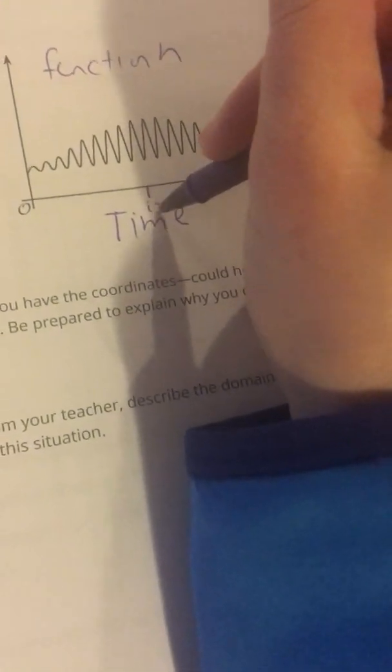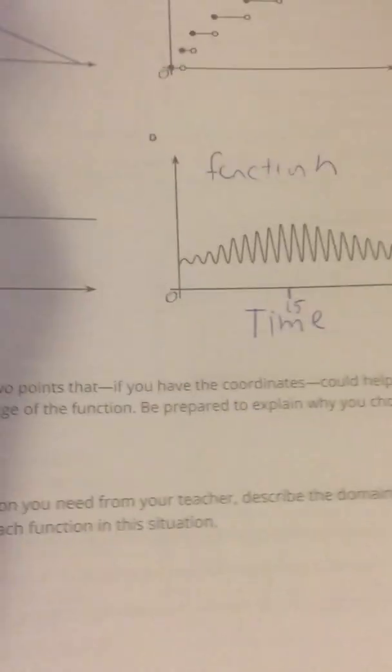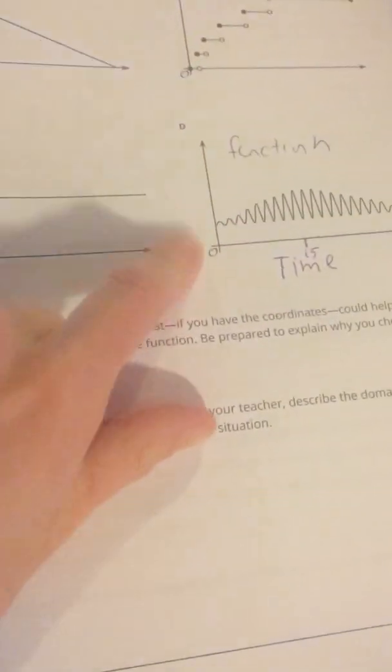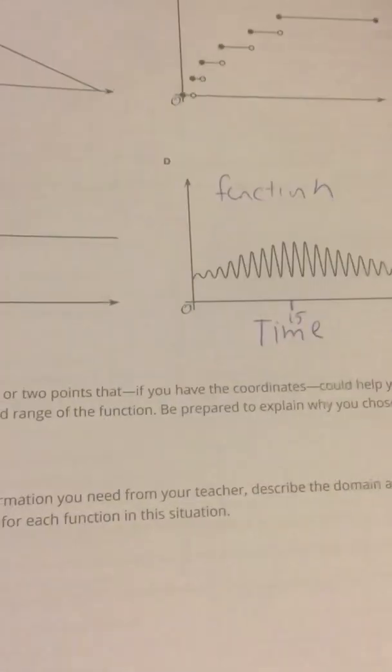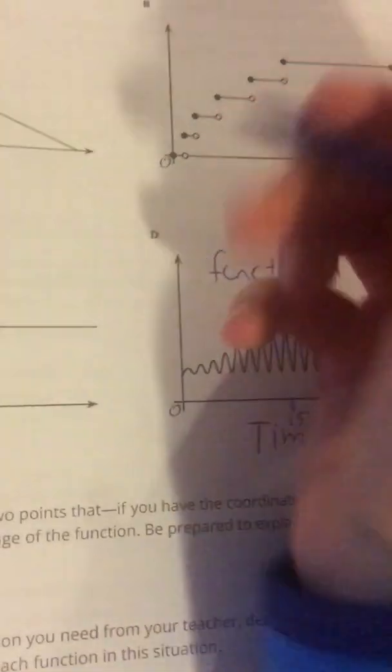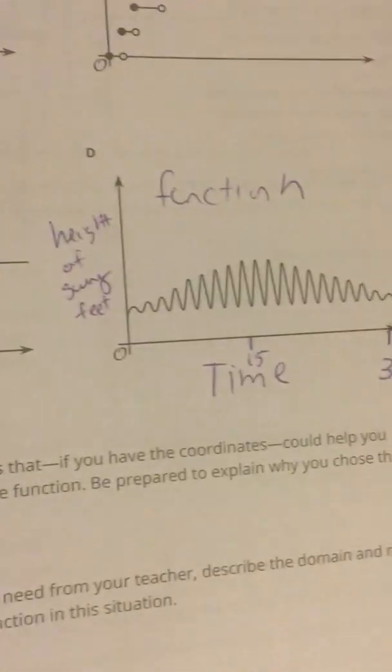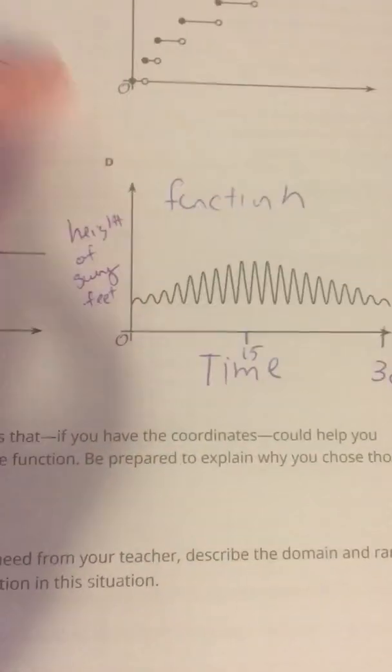Okay, I even know halfway up, so if I go about halfway is going to be 15. Okay, and then my y-axis label here is going to be the height of the swing in feet. So height of swing in feet. Okay, and we'll get to how we're going to label that axis in a second.